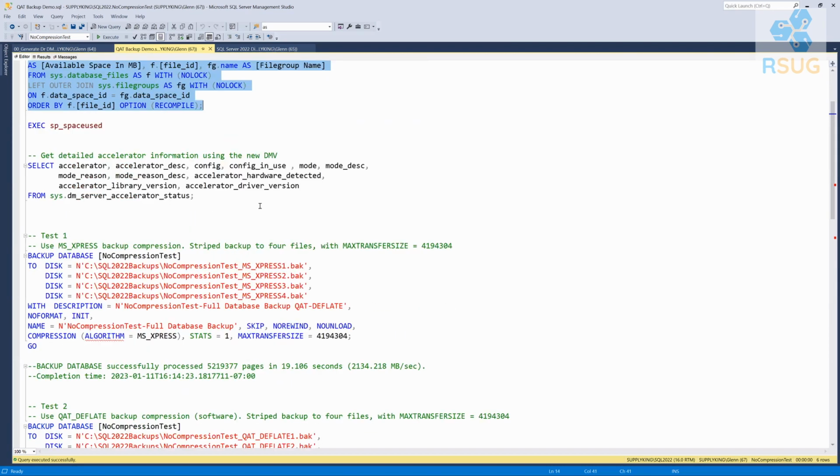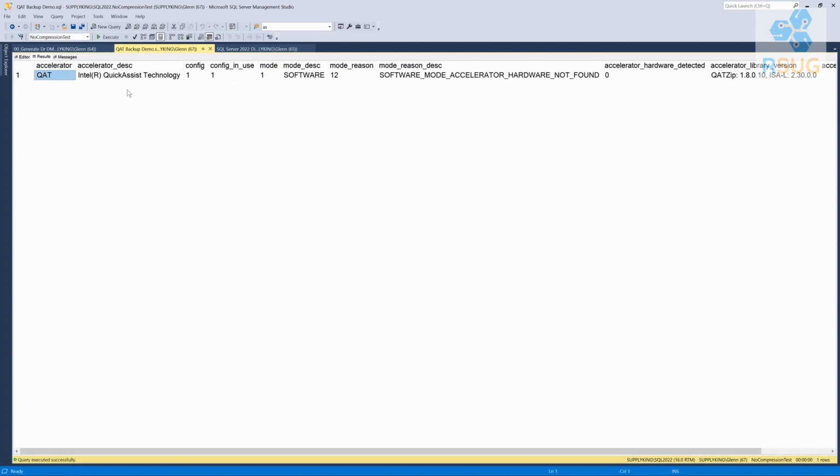And it's an AMD system, and I don't have any Intel QAT hardware. I want to make sure that's clear because you can do this in software mode if you install the QAT drivers. So when you run this little DMV, it shows you what's going on with QAT. And right here, it says software mode, accelerator hardware not found.